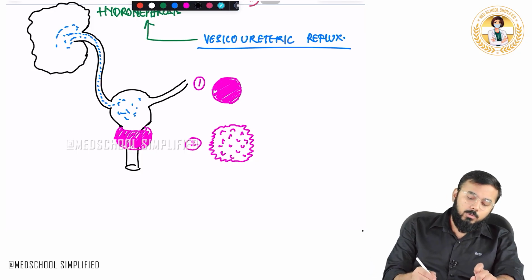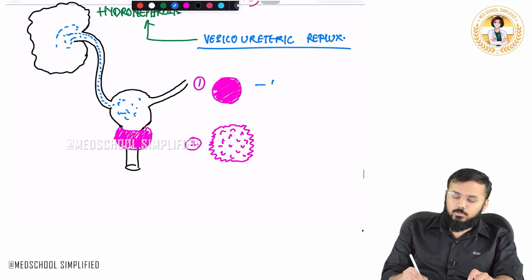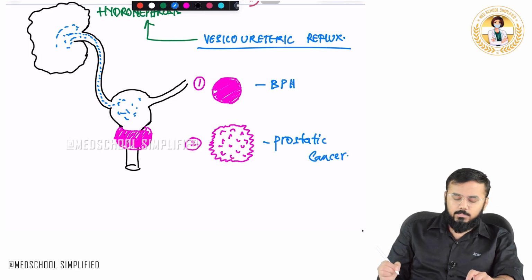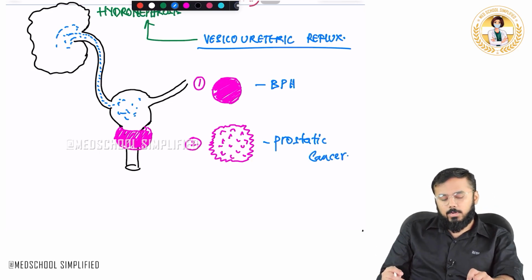So there are two important conditions you should know. One is called BPH, another one is called prostatic cancer.